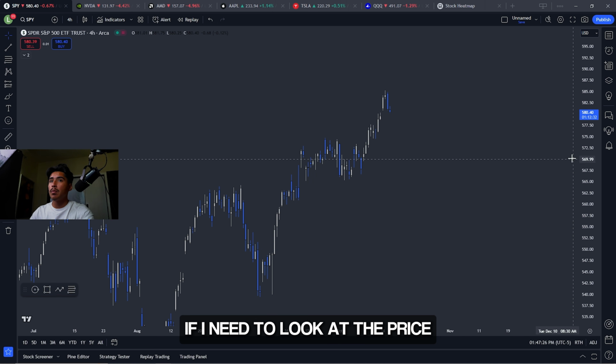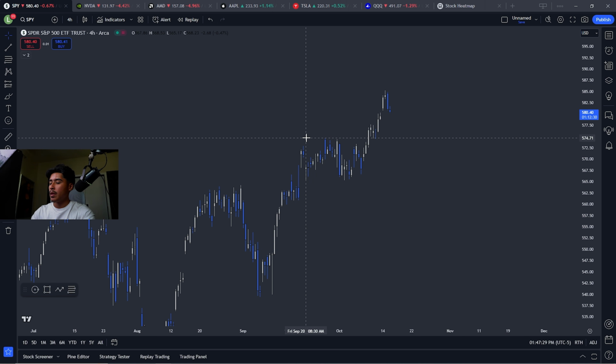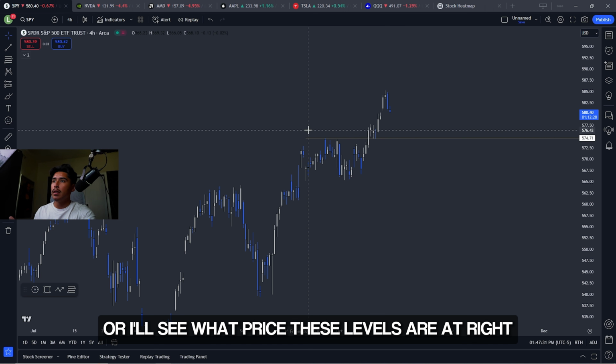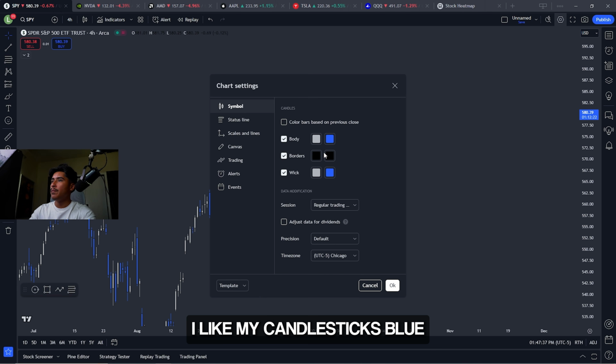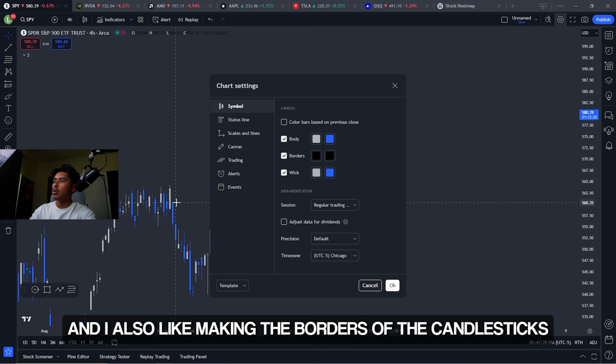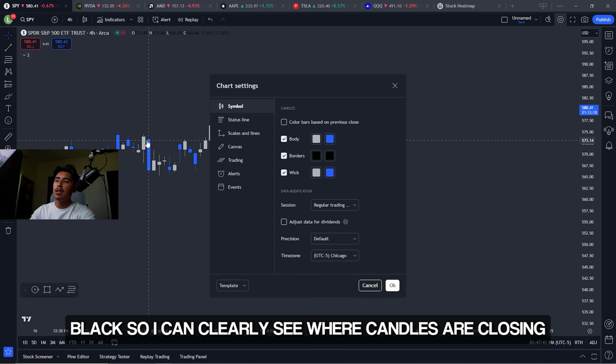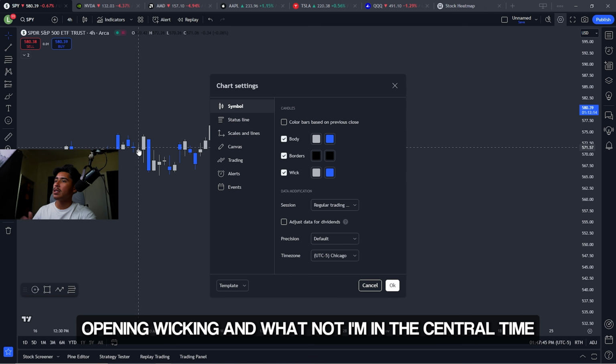If I need to look at the price, I'll see what price these levels are at, right? Previous highs or previous lows. I like my candlesticks blue, and I also like making the borders of the candlesticks black so I can clearly see where candles are closing, opening, wicking, and whatnot.